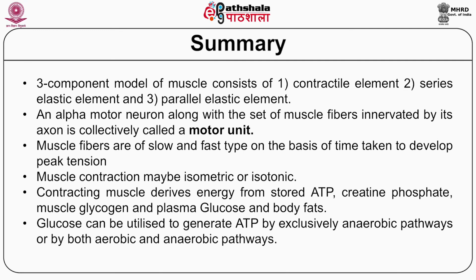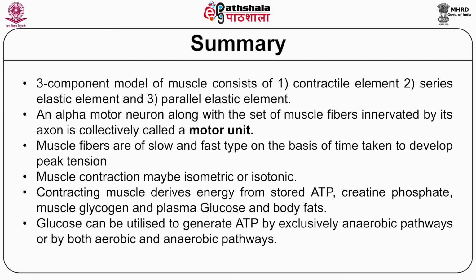An alpha motor neuron along with the set of muscle fibers innervated by its axon is collectively called a motor unit. And muscle fibers that develop peak tension in a very short duration of time, less than 10 milliseconds, are classified as fast twitch fibers, while the ones taking 40 to 100 milliseconds are labeled as slow twitch fibers.